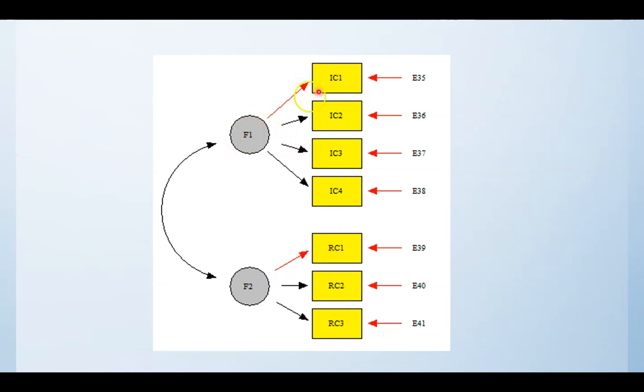You can see the scaling item here and the factor loading for this item has been fixed to 1. Also we have another scaling item here and the factor loading has been fixed to 1. So these red arrows indicate that all of these paths have been constrained to 1. Alright, now let's go to EQS to specify this model.